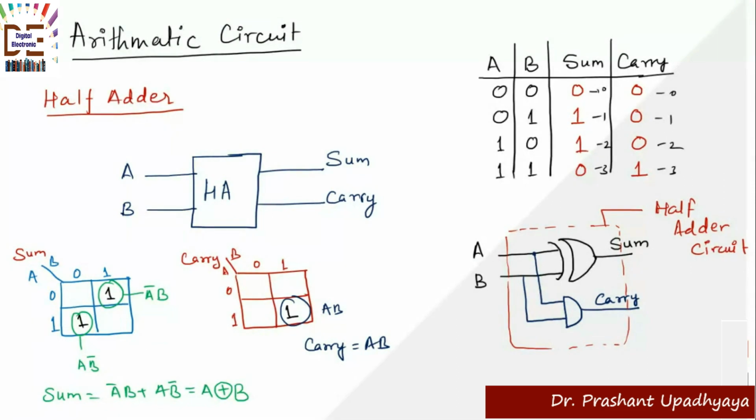So do you think there is any feedback here? Is anything coming from sum to A, or from carry to A or B? No. So you can see there is no feedback. Is there any memory? Are we storing any A, any sum value, or any carry value? No, we have not got any memory either. So this is known as your combinational circuit.